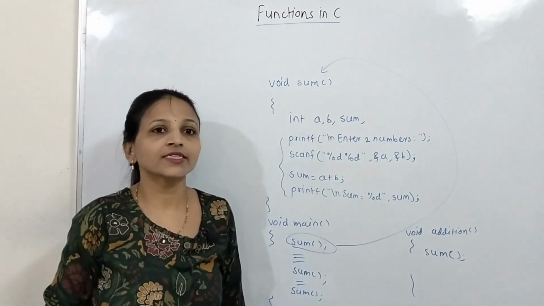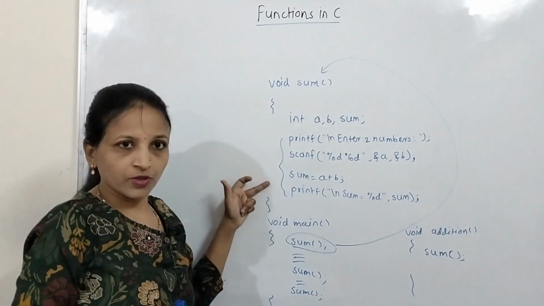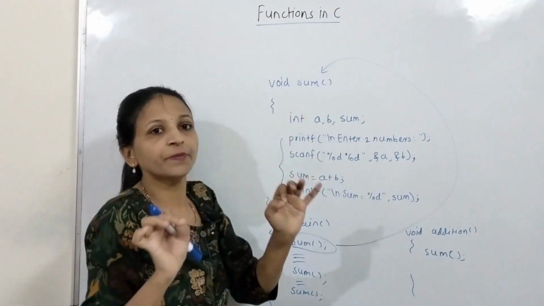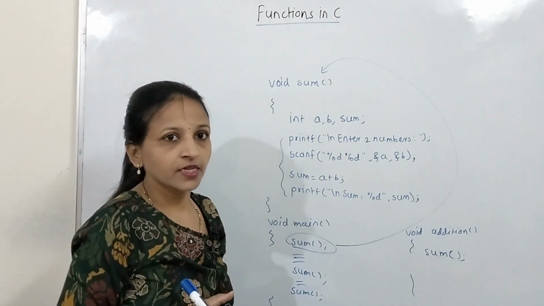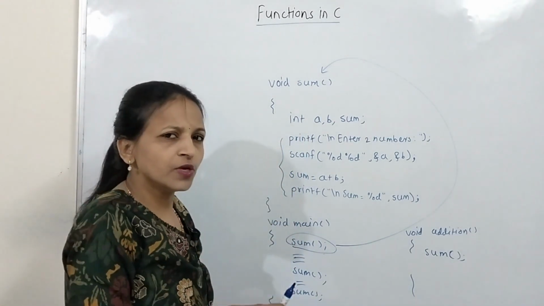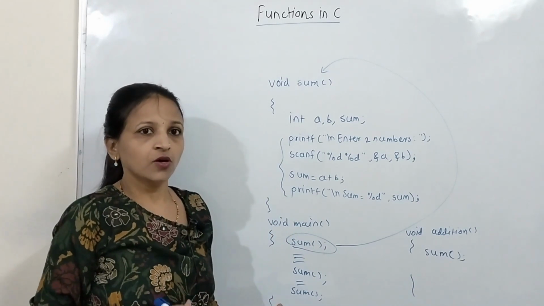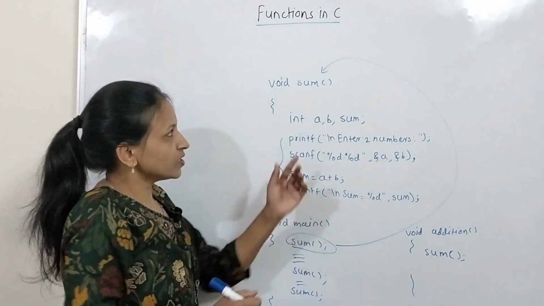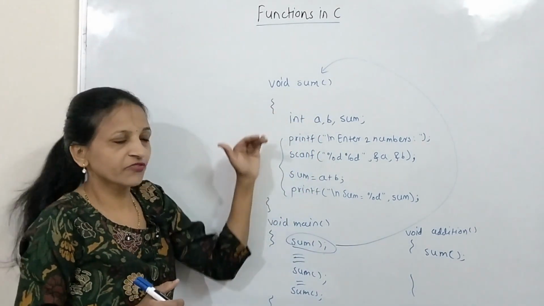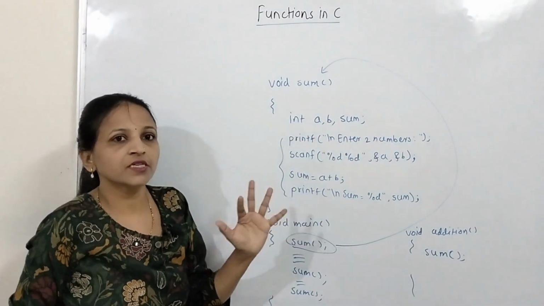Now what is a function in C? A function is a block of code, or a set of instructions, to do a particular task. Here I am doing the task of addition, adding two numbers. That block of code has some name. Here sum is the name of that block of code, that set of instructions. For that block I am giving one name, that is nothing but sum.